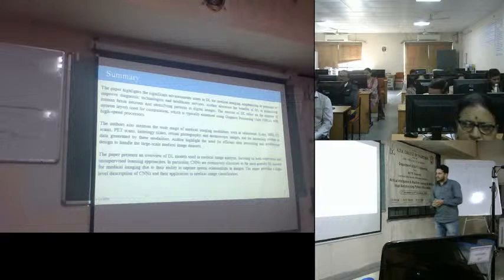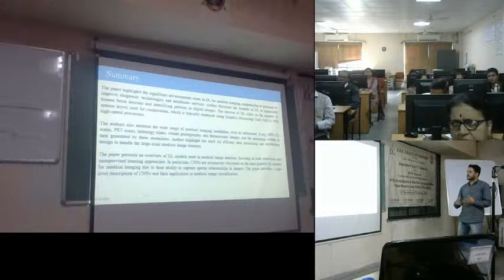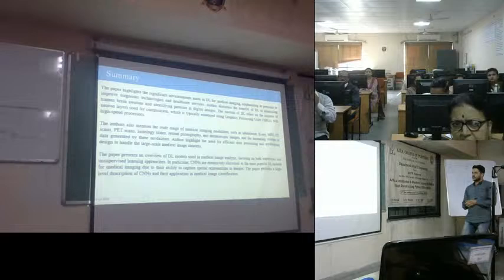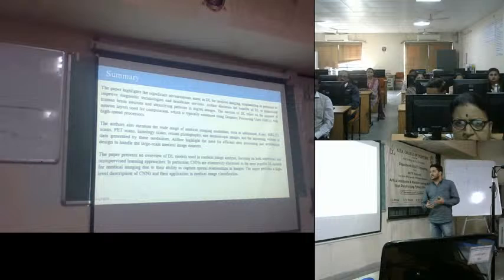The authors also mention the wide range of medical image modalities such as X-ray, CT scan, MRI, PET scan, histology slices, retinal photography, etc. Increasing the volume of data generated by these modalities is important, as emphasized by the authors. The authors also highlight the need for efficient data processing and architecture design to handle large datasets of images.